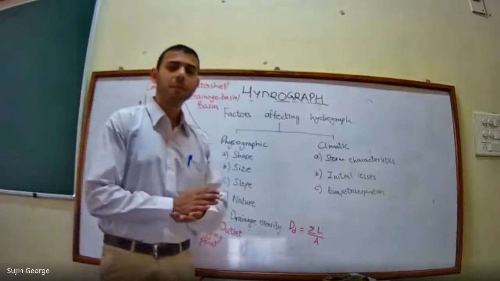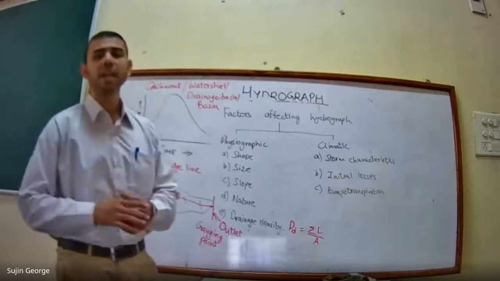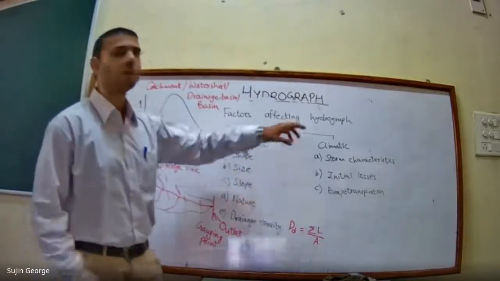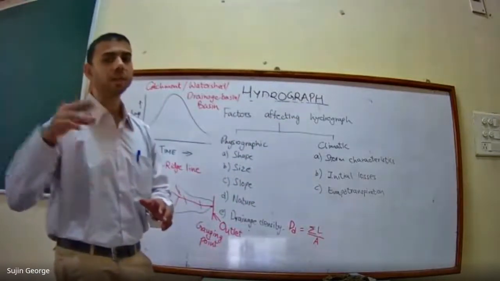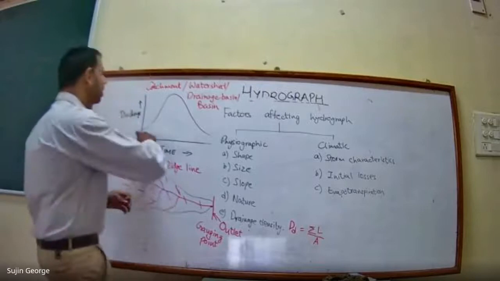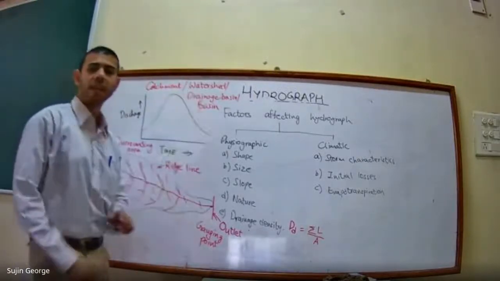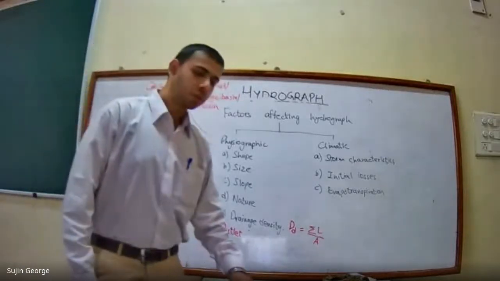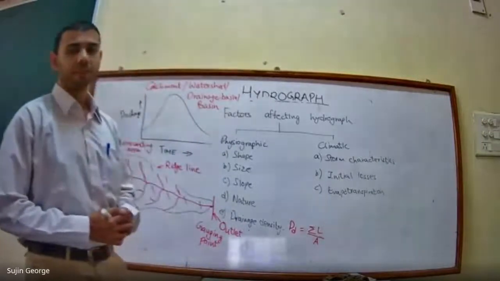Because if evapotranspiration occurs, then the volume of runoff will be less. If the volume of runoff is less, then the hydrograph will also be less, because this is actually correlated. Runoff is correlated with the hydrograph. Then only we can plot a graph like this. So I hope you understood what the factors are which affect the hydrograph.